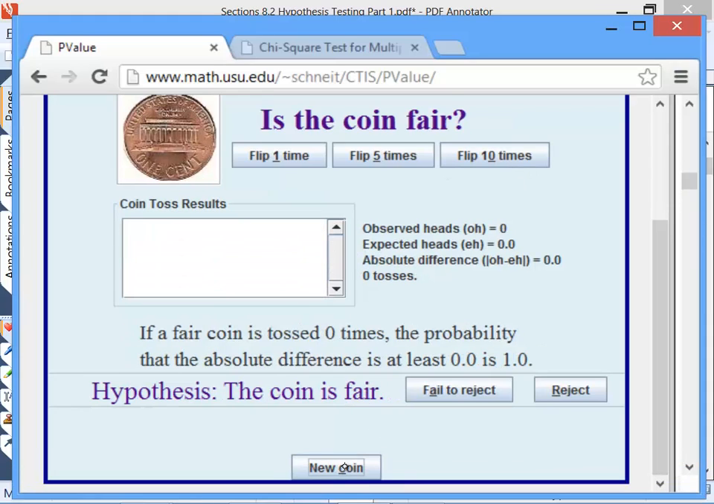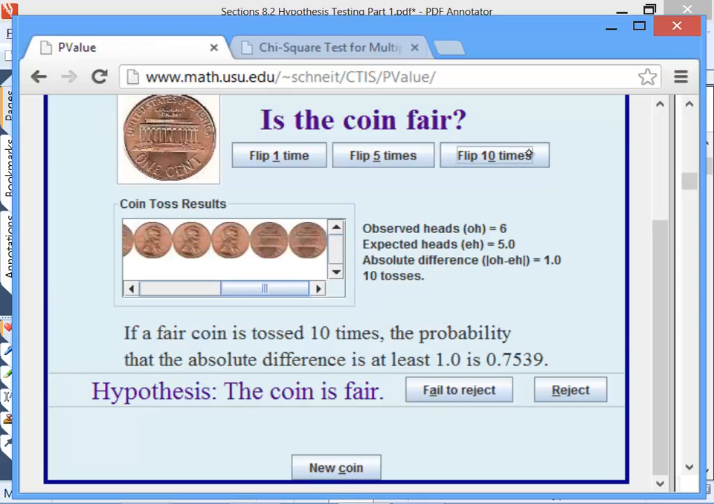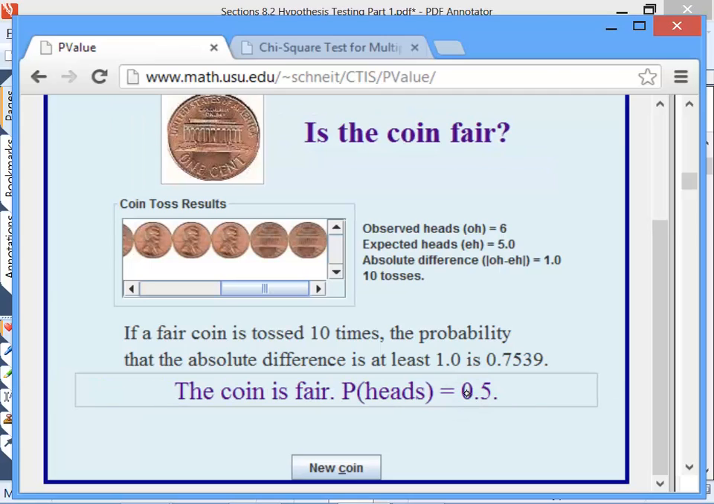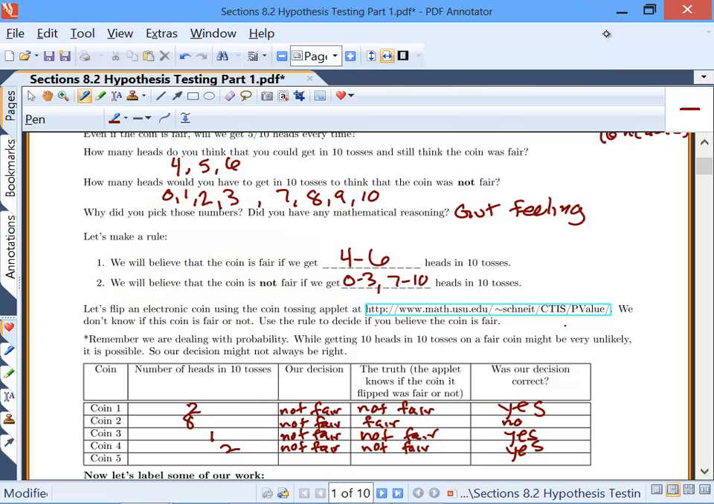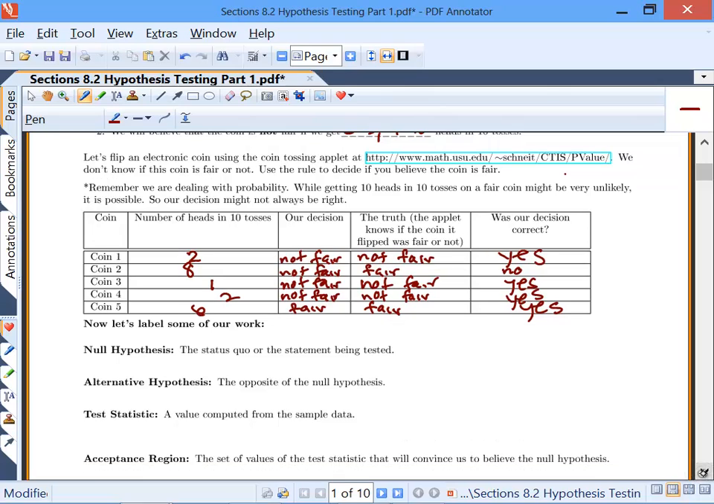Last one. Okay, we got 6 heads. What is our decision? Yes, we think it is fair. And it was fair. We were correct. So that is kind of a basic test. We made a rule, we looked at our data, and we tried to decide, according to our data, what decision we should make. So let's label some of our intuitive work with some statistical terms.